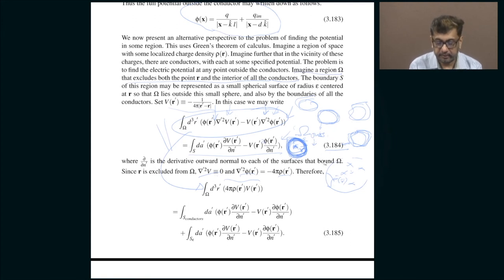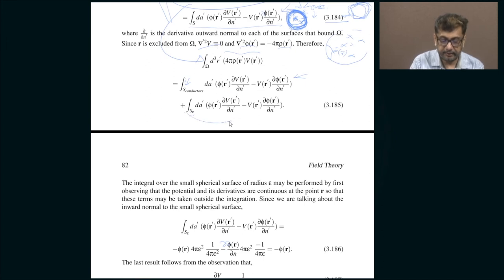So you have these conductor boundaries, which I have called S conductors, which correspond to the shapes of the different conductors, which I have separated out like this. But then there is this S of epsilon, which is the boundary of the small sphere with center at r. So we can actually evaluate this at least. This is of course difficult because you have to know what those conductors are. So if no further information is given, you can't proceed beyond this.